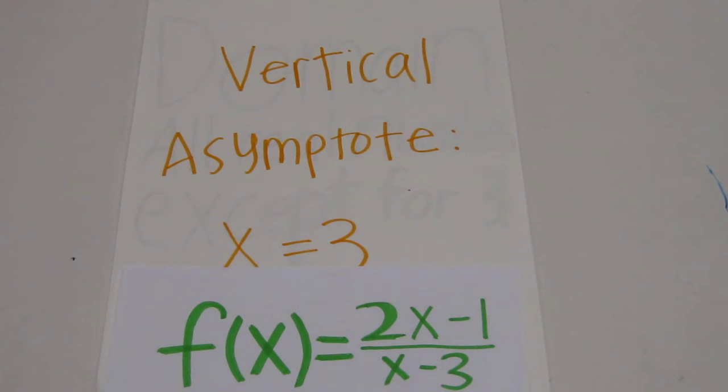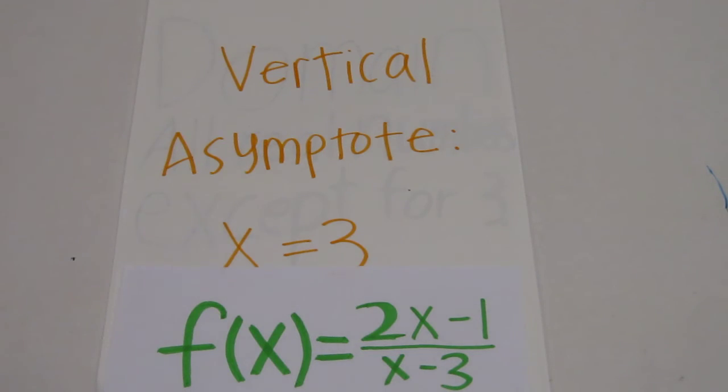If the highest power of x in the numerator equals the highest power of x in the denominator, then the horizontal asymptote is the leading coefficient in the numerator over the leading coefficient in the denominator. When the power in the numerator is one more than the power in the denominator, you have a slant asymptote.